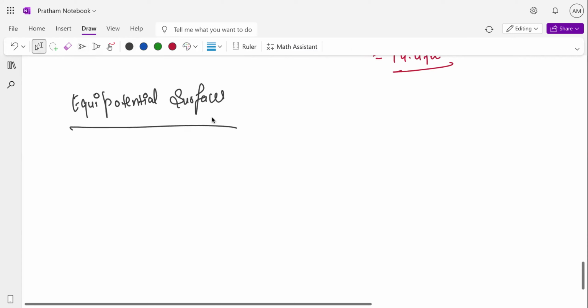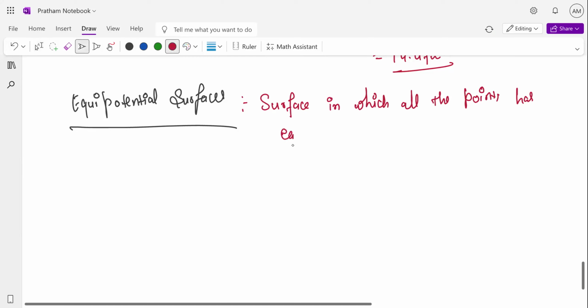Equipotential surface. The locus of all points in some region for which the electric potential has a constant value is called an equipotential surface. I'm just writing: the surfaces in which all the points have equal potential are known as equipotential surfaces.